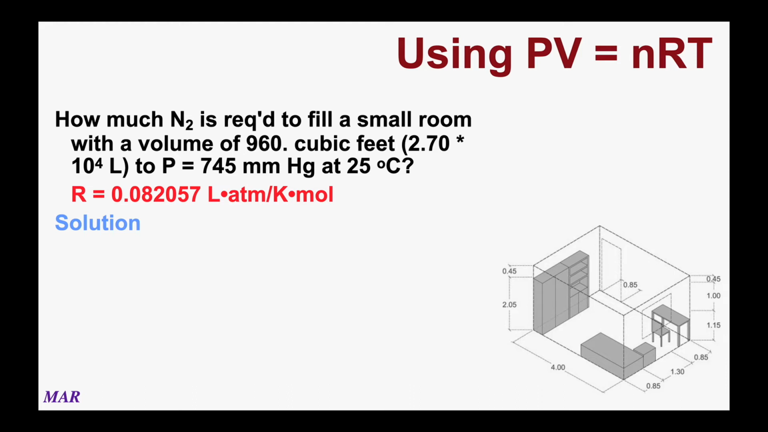So how much nitrogen means moles, all right? Because moles is a way to do that. We could convert moles into grams, kilograms, stuff like that, but moles is going to be our starting point. We will need the R value, so 0.082057, that's going to come in really handy here.